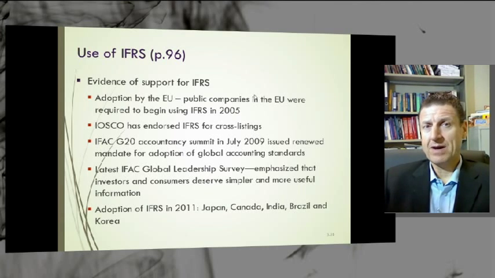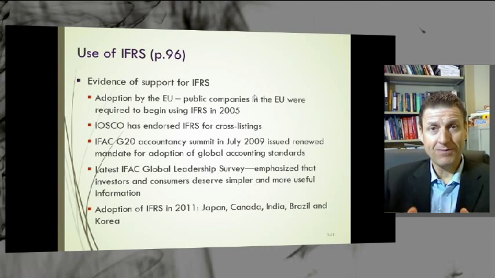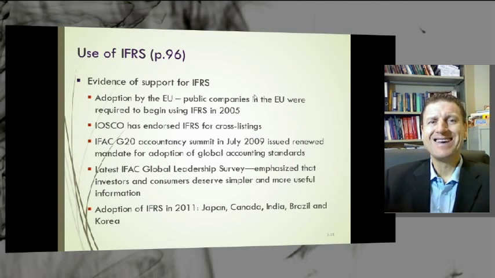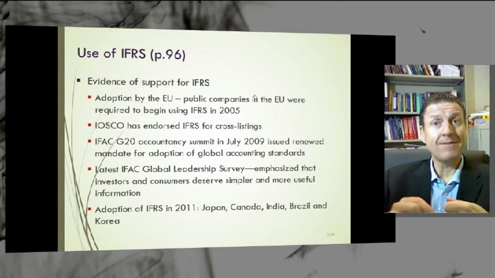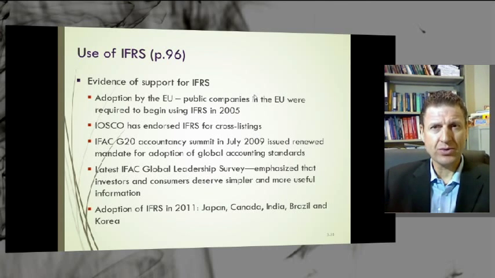The use of IFRS, page 96. There's increasing evidence in support of IFRS, thankfully, finally. For example, the original adoption by the European Union: public companies in the European Union were required to begin using IFRS in 2005. IOSCO has endorsed IFRS for cross-listings. This is basically the International Organization of Securities Commissions.